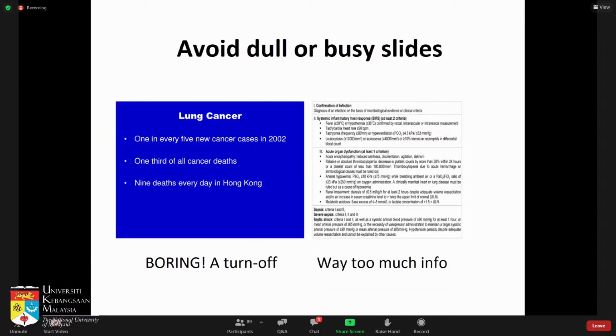So avoid, I would say, the dull or busy slide. You see the blue slide, you put lung cancer, 1 in every 5. So what? 1/3 death. Oh my God, people can read this on the internet. So you have to put something like shocking data, storytelling, rather than just copy and paste. This is criteria number 2, number 3, blah, blah, blah. Too much info. Who cares? People can do this at home at their sweet time, okay?